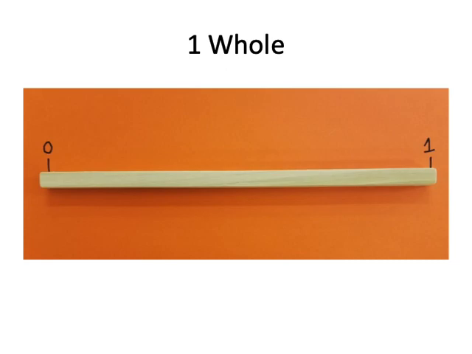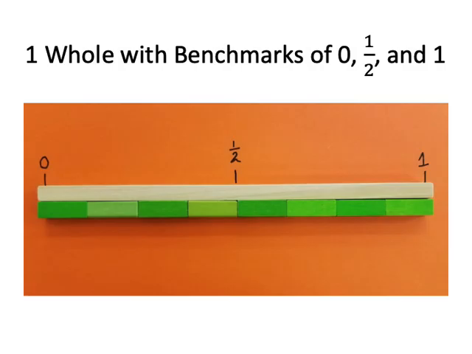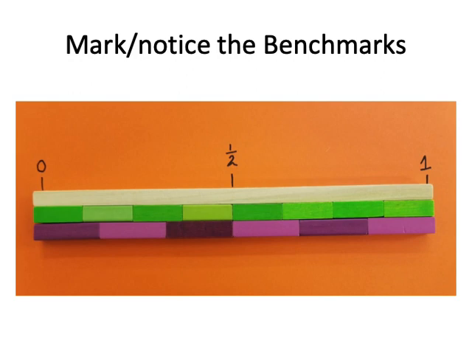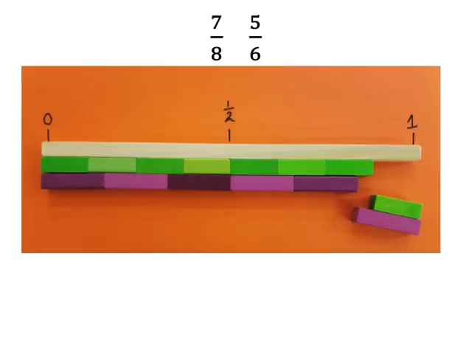So consider this length to be 1. So we have one whole with benchmarks of 0, 1/2, and 1 marked. And then the whole is partitioned into 8 equal-sized pieces, and now 6 equal-sized pieces. So we have eighths and sixths. So now consider the comparison of 7/8 and 5/6 with this model.